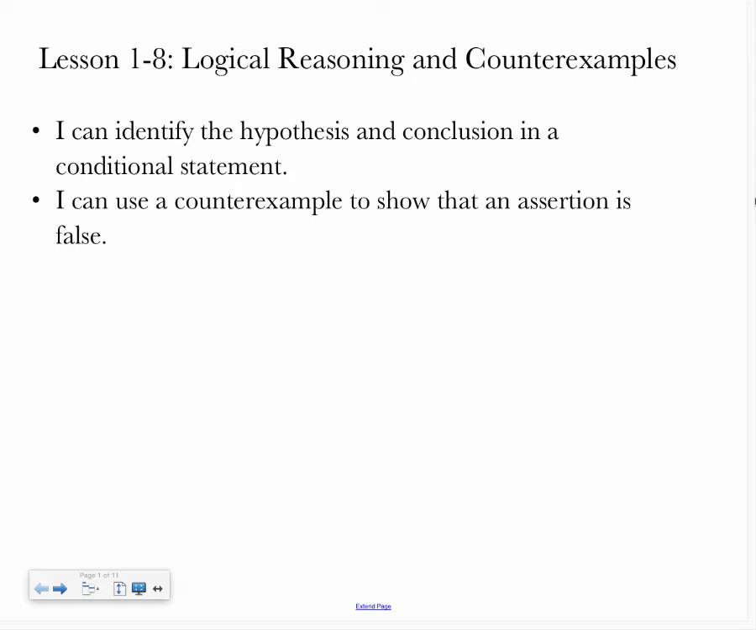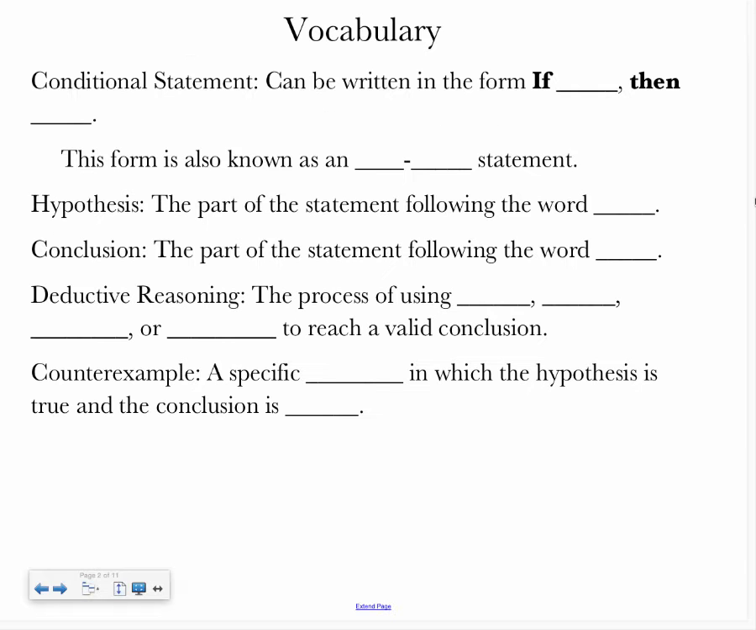Hello class, welcome to lesson 1-8, which is all about logical reasoning and counterexamples. By the end of this lesson, you should be able to identify the hypothesis and conclusion in a conditional statement, and you should be able to use a counterexample to show that an assertion is false. Okay? I know that was a lot of big words, but we'll talk through them, I promise.